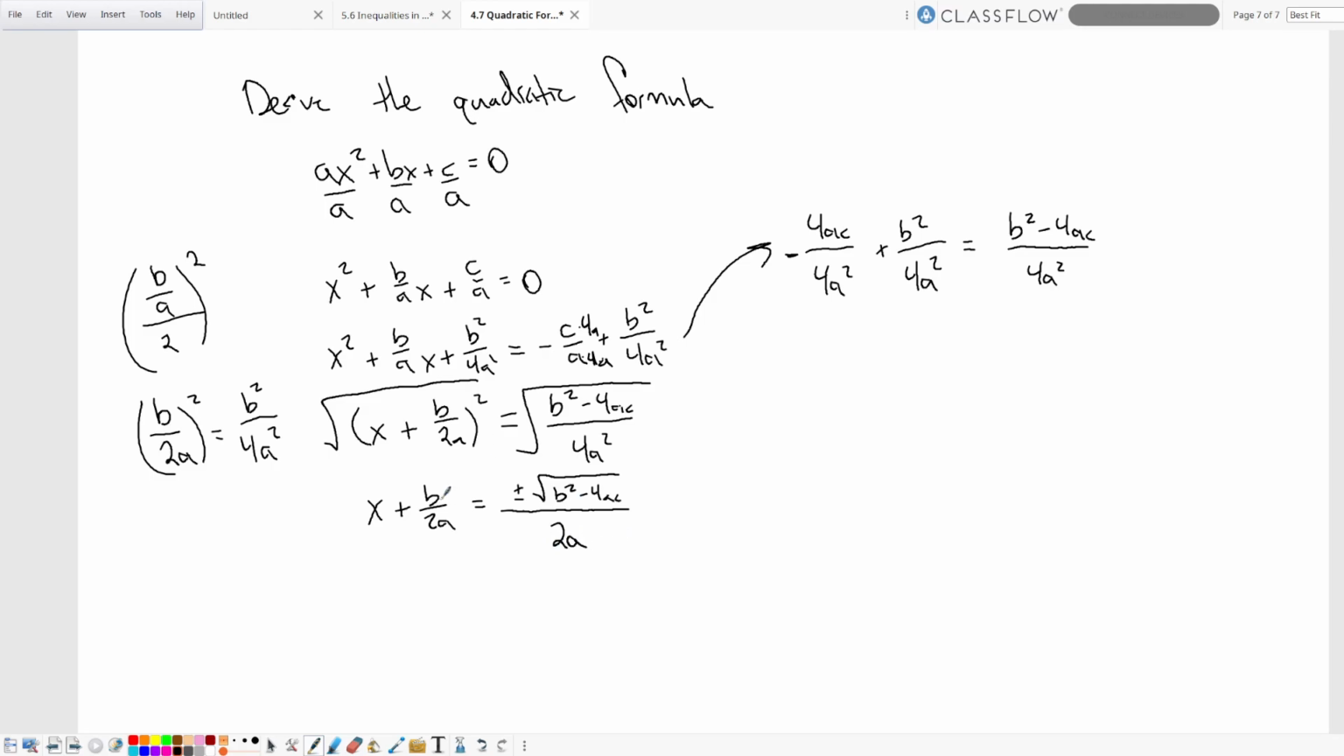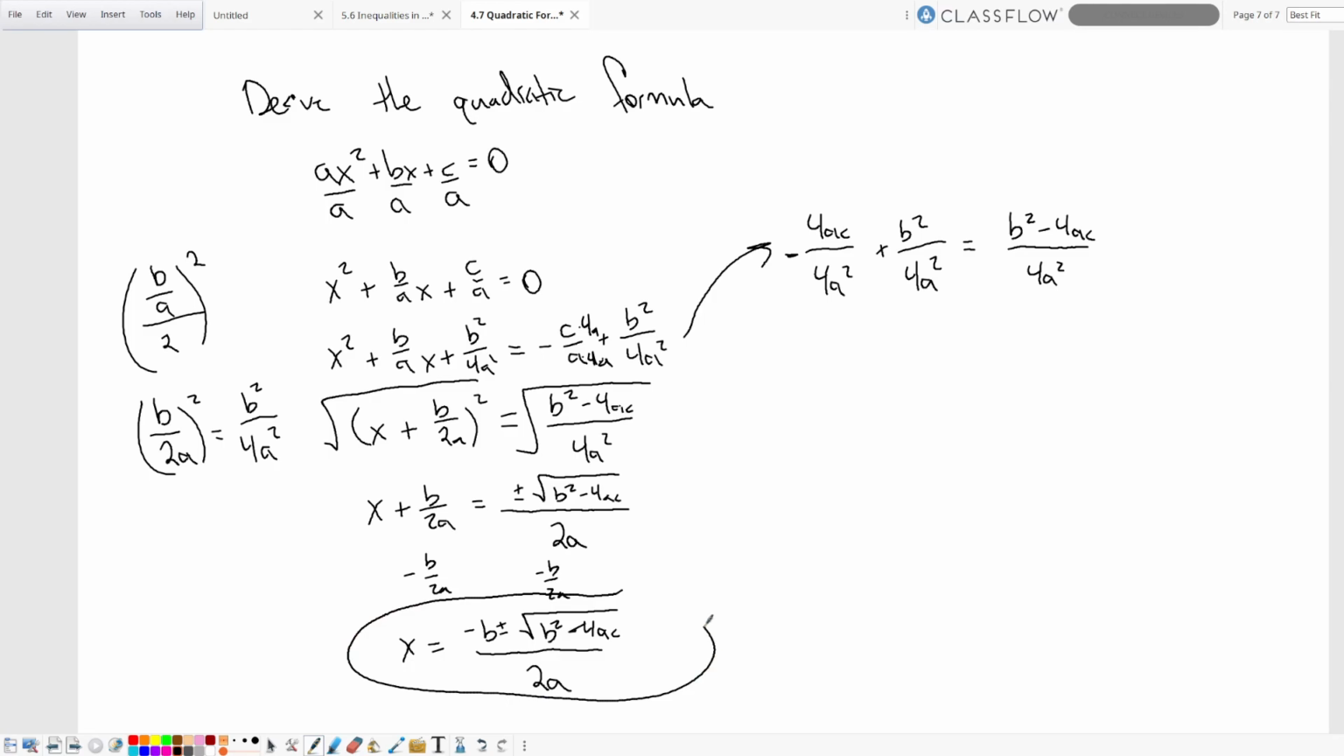The last thing I need to do is move this plus b over 2a to the other side because I'm trying to solve for x. So we'll subtract the b over 2a over. When you do that, I already have a common denominator, so this can just move up into the numerator, and we get x is equal to negative b plus or minus the square root of b squared minus 4 times a times c, all over 2 times a, which at the bottom here is the quadratic formula.